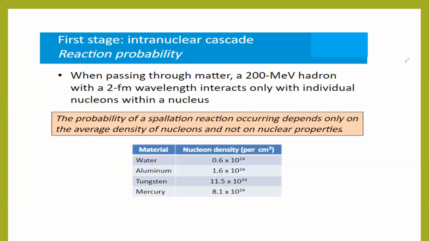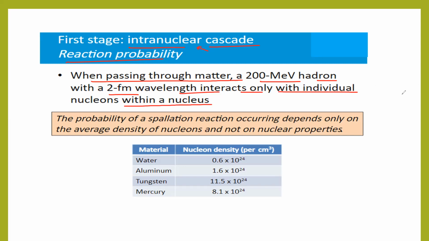So the first stage is the intranuclear cascade. Intranuclear means within the nucleus. Okay. So reaction probability: when passing through matter, a 200 mega electron volt hadron with two Fermi wavelength interacts only with individual nucleons within the nucleus.